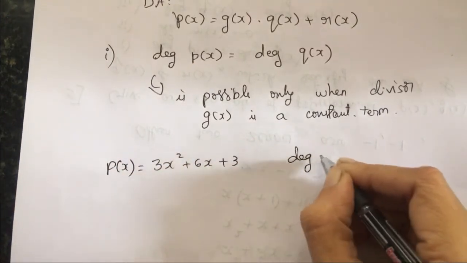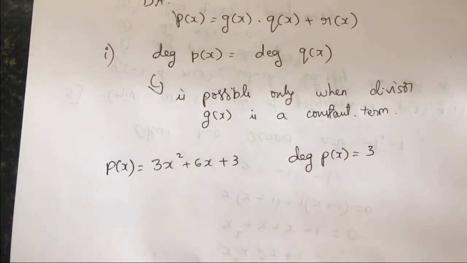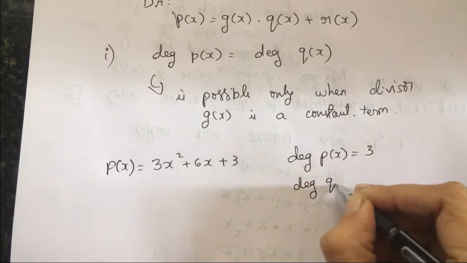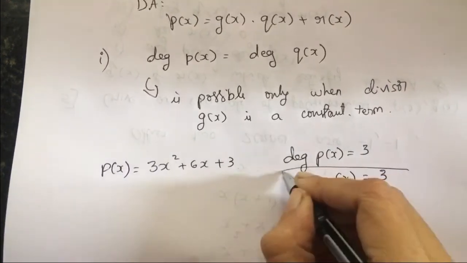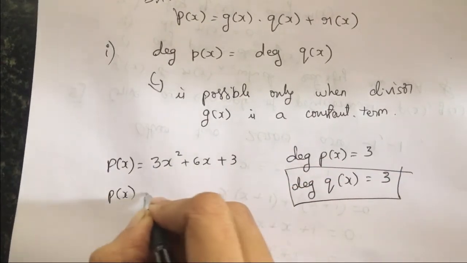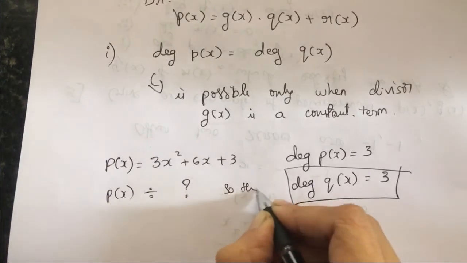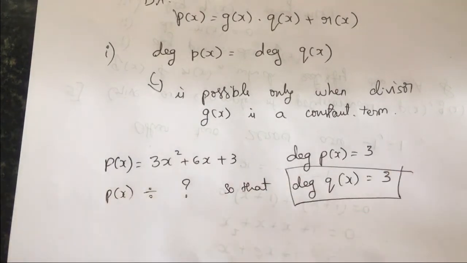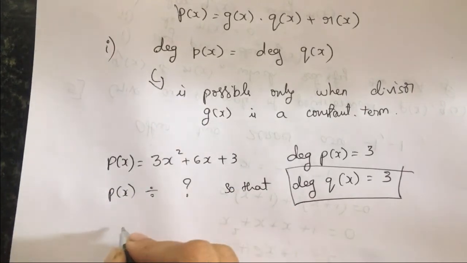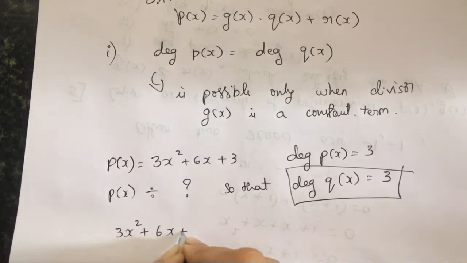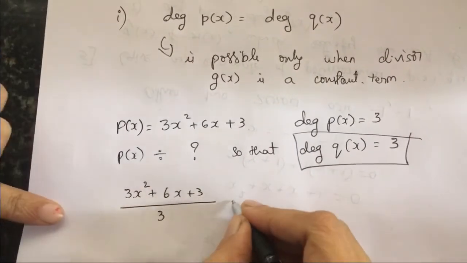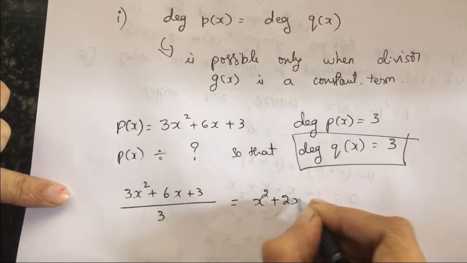Its degree is 3. Now, what polynomial do I have to divide this p of x by, so that the degree of q of x is also 3? Just simple, I'll divide by a constant 3. Let me see, now 3x square plus 6x plus 3, I'm dividing it by 3. What will I get? I'll get x square plus 2x plus 1.